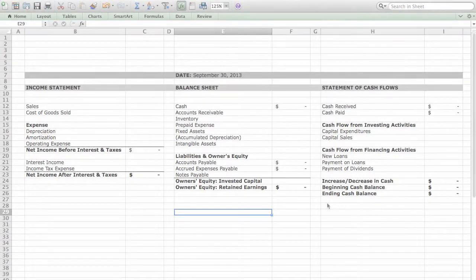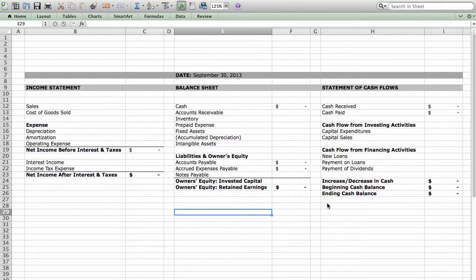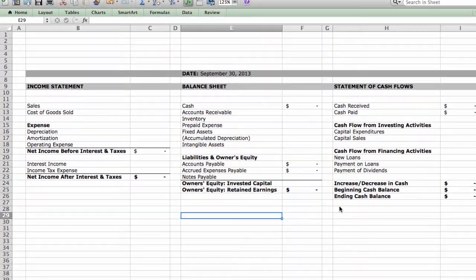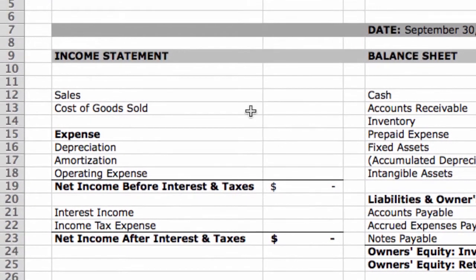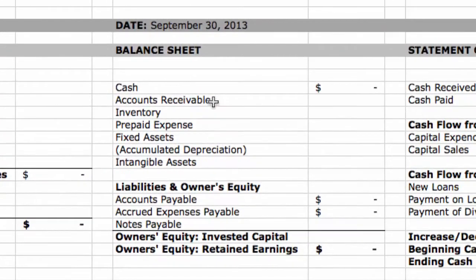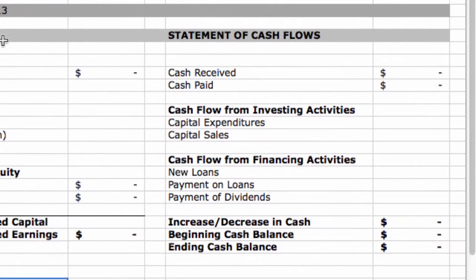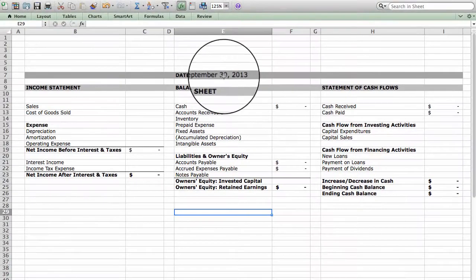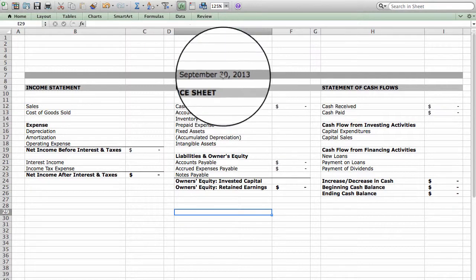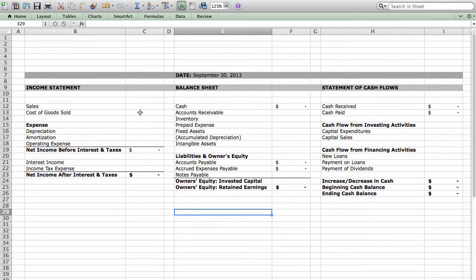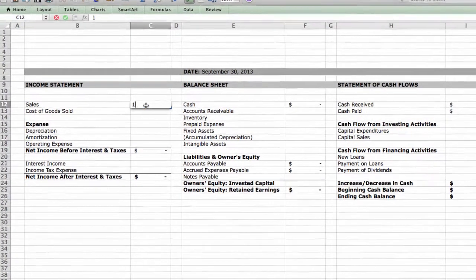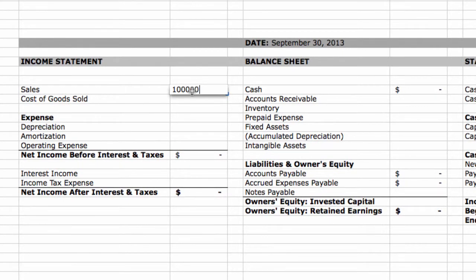Let's take a look at a simple example of how an entry in one statement flows through all the other statements. Here we have an income statement, a balance sheet, and a statement of cash flows, and they're all for the accounting period that ends on September 30th, 2013. So let's just take a look at a very simple example. If we had $100,000 of sales, right, and no expenses, which isn't possible, but let's just assume it did happen.